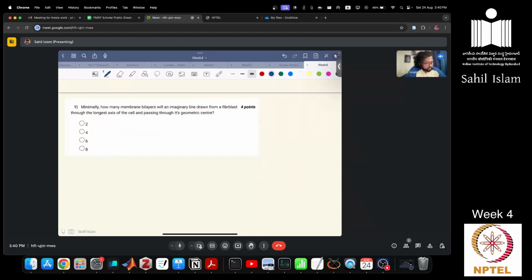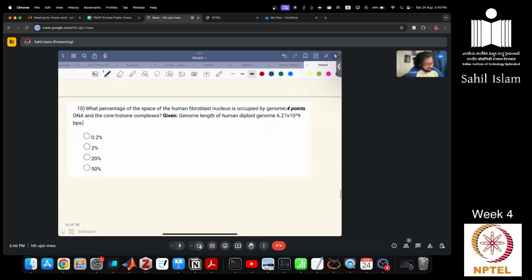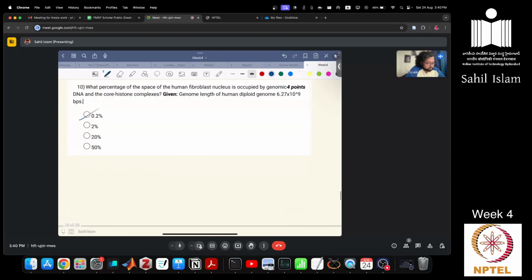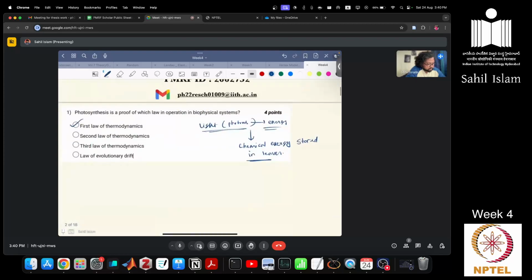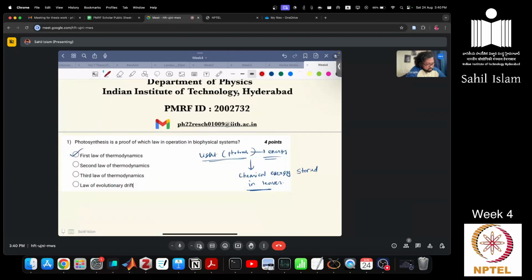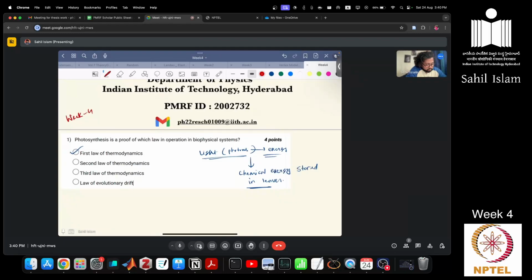Minimally how many membrane layers? Already done. For a fibroblast, it is 2. In the cells it has 2 layers. When going in it will cross one bilayer, while coming out it will face another bilayer. What percent of the space of the human fibroblast nucleus is occupied by the genome? It will be 0.2. You can find it anywhere. This will conclude the discussion about the week 4 assignments. These are all week 4 assignments.